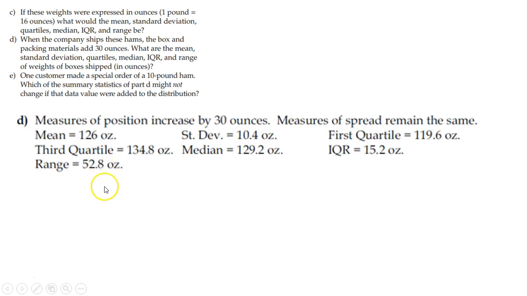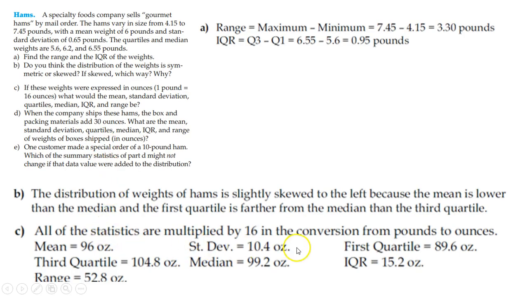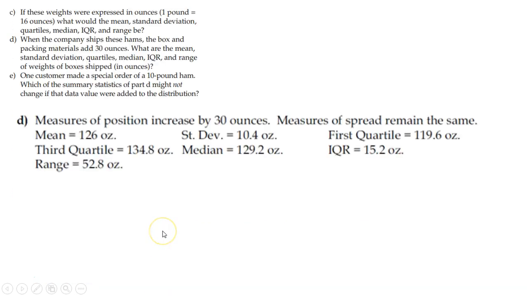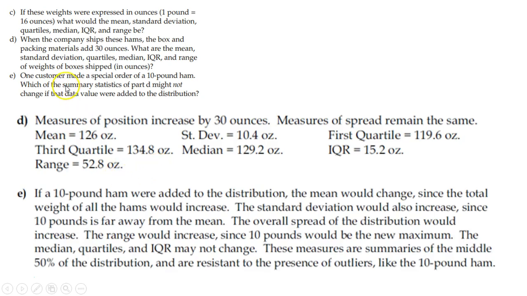When the company ships the hams, they're adding 30. So you take all those ounces that you just found, but you add 30 to everything except for the standard deviation, the ranges, and the interquartile ranges, because those are variations, so they stay the same. And then part E, one customer adds a special order of a 10-pound ham. Which of the summary statistics might not change if the 10-pound ham were added to the distribution?